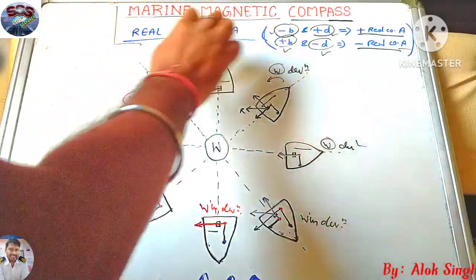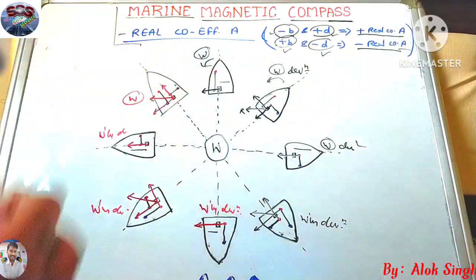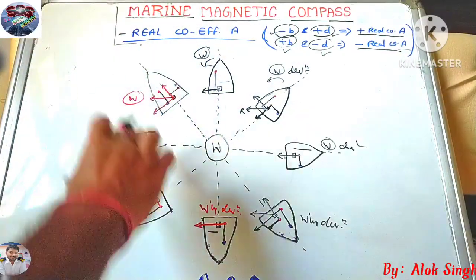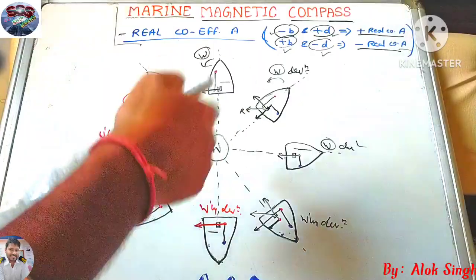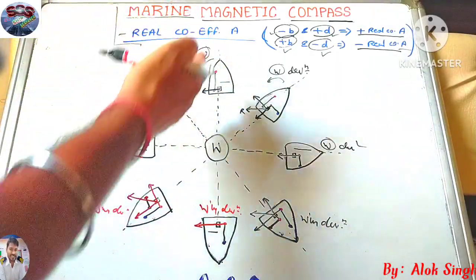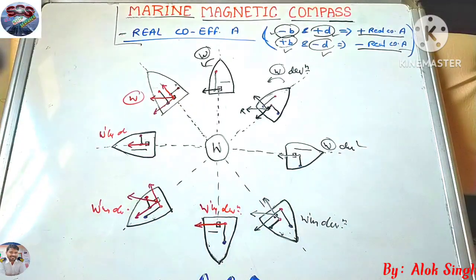So we saw in plus real coefficient A, and right now we are studying minus real coefficient A. With plus real coefficient A, everywhere it was easterly deviation. On all 360° only one deviation, that was easterly, and on this minus real coefficient A, on all headings 360°, the only deviation is westerly.